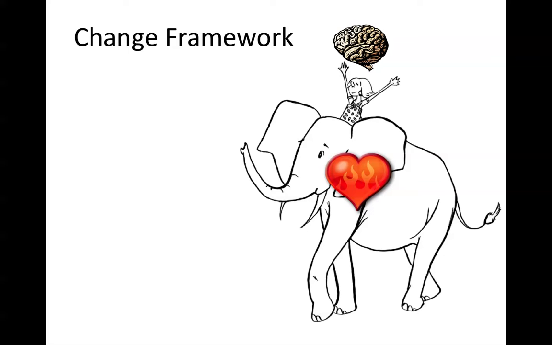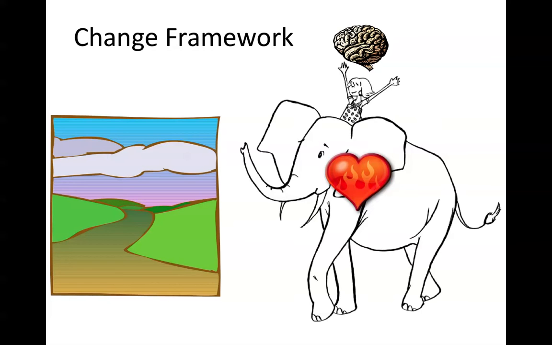The rider is not strong enough to direct the elephant unless the elephant is willing and motivated. The elephant is our emotional side. For example, advertisements that involve children have a greater impact.